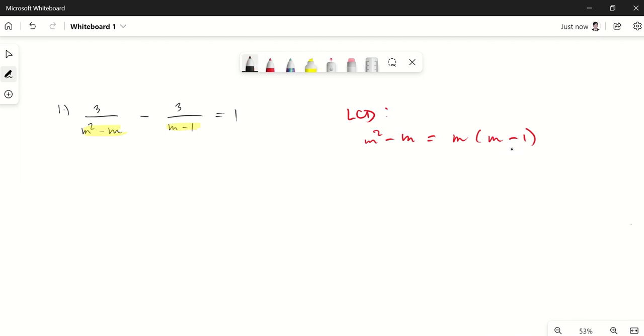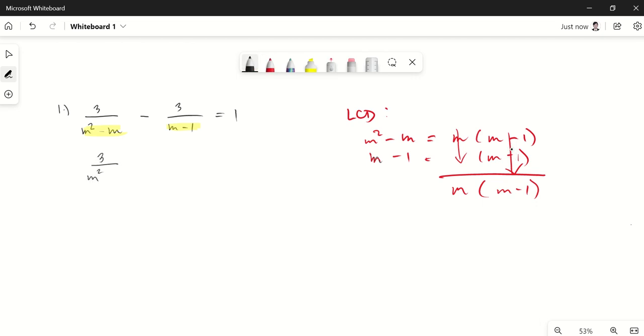So we proceed to the second denominator, m minus 1. However, m minus 1 is already prime. You cannot factor that anymore. So you just have to copy it and align it with our common factor, our previous denominator, and bring that down. So you have m and m minus 1 in here. The LCD here is m times the quantity of m minus 1.